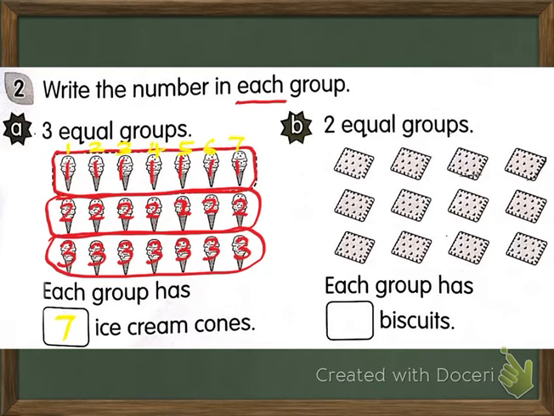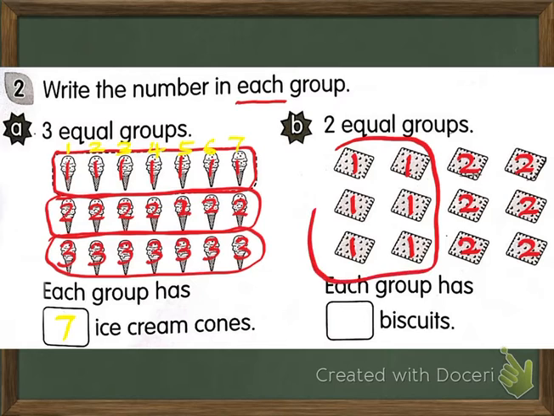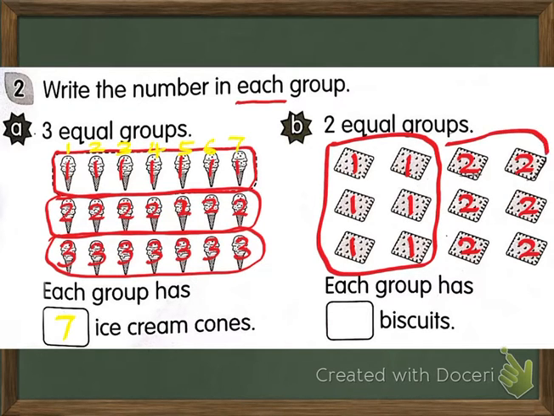Let's count with me. 1. This is group number 1. Here is group number 2. This is group number 1 again. This is group number 2. 1, 2, 1, 2, 1, 2, 1, 2. So are they equal already? So we group it. This is one group. This is one group. This is another group. So we have 2 equal groups. Now the question is each group.